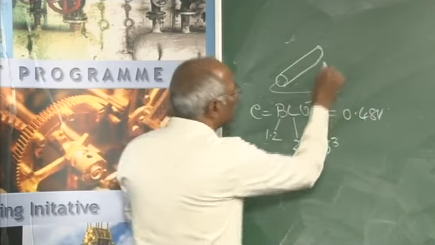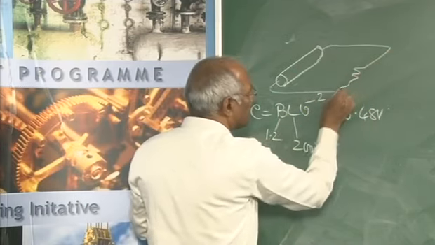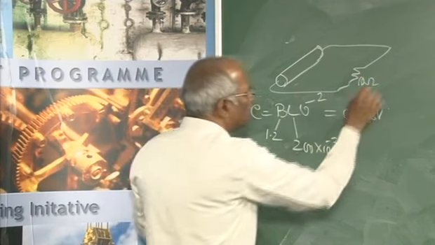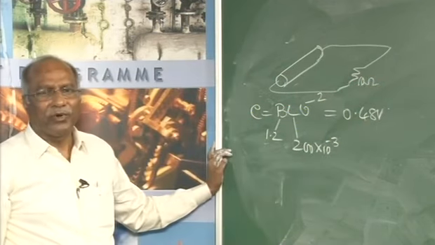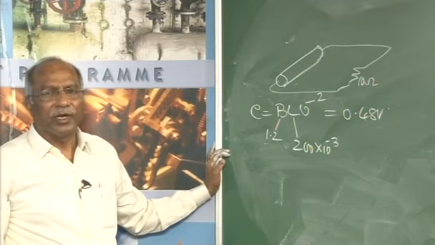When it is connected to an external resistance of 10 ohm, what will be the current? Obviously, 0.48 divided by 10 will give you 0.048 amperes.